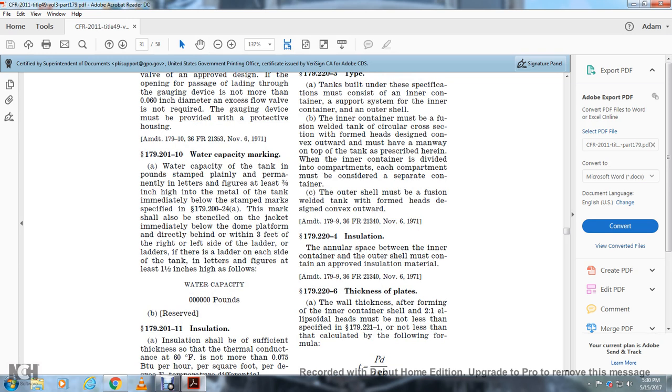179-220-4 insulation. The annular space between the inner container and the outer shell must contain an approved insulation material.